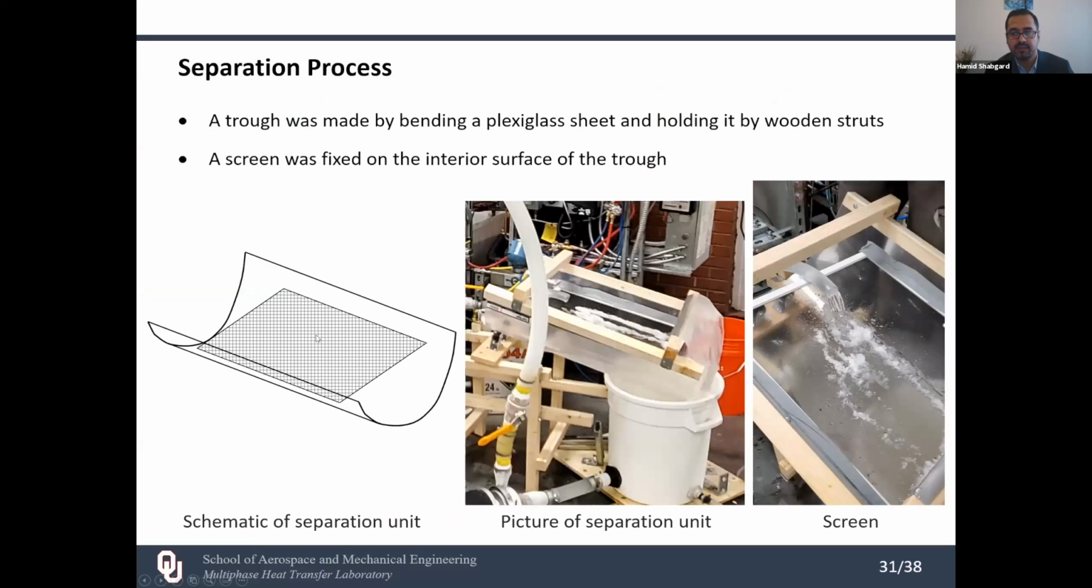And the next step is separation. This is a pretty simple system. We basically have a trough made by bending a plexiglass sheet, and on top of it we have a filter, and the slurry is just released on the surface of this filter, and the separation system is oriented with a relative inclination angle. So ice stays on top of the filter, the liquid penetrates through, is collected by the trough and introduced into this ICL bucket. The ice would be collected from the top of the screen.